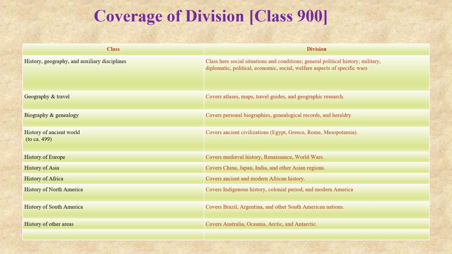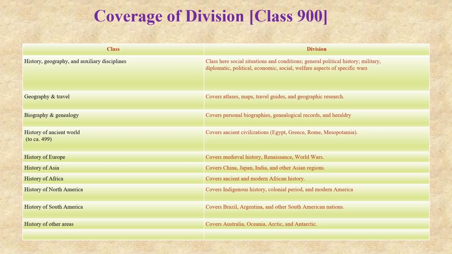Class 910 covers geography, travel and cartography. It includes materials related to physical geography, human geography, maps, travel accounts and exploration. The class 910 to 919 covers anything from general geography to detailed regional studies, that is maps, travel literature and exploration accounts are included. Each continent has its own classification under 914 to 919.